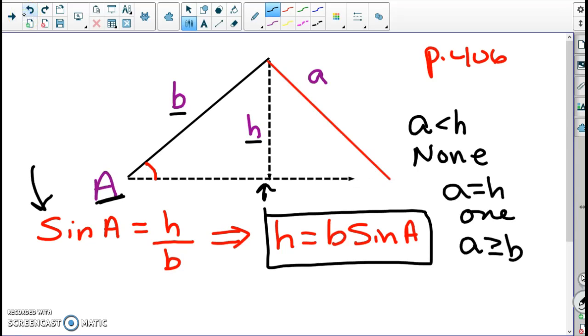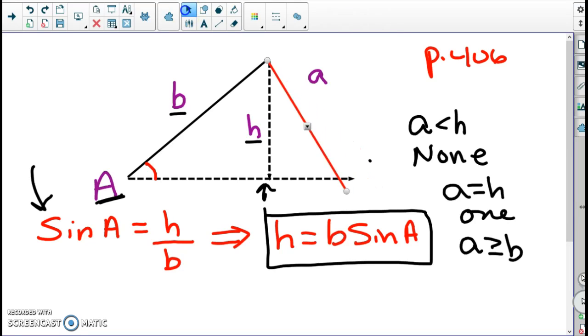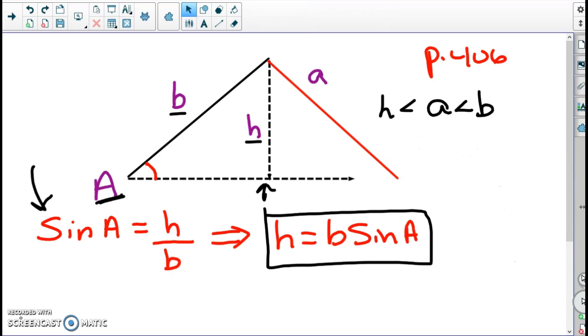So when A is greater than B, we can see there exists a single triangle. If we take A and swing it out here, and it's bigger than B, it's going to go past that point and not touch that baseline again. So it's going to come over here and touch the extended part of this bottom line. So A greater than or equal to B, we have exactly one triangle.